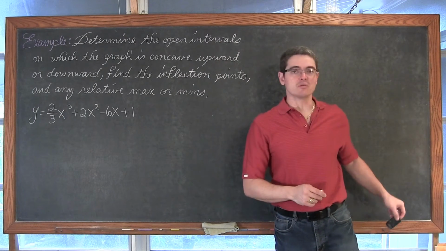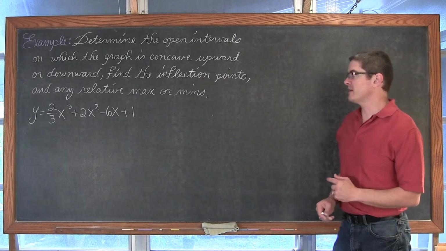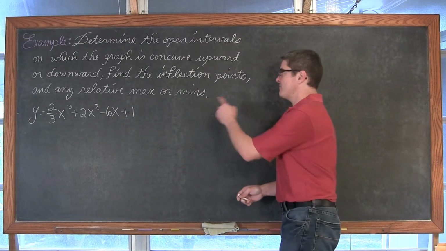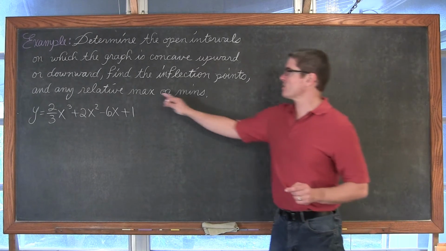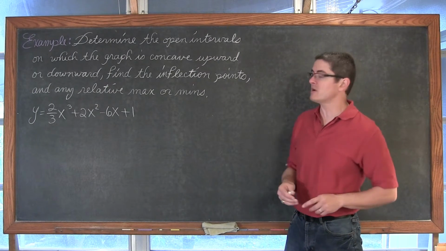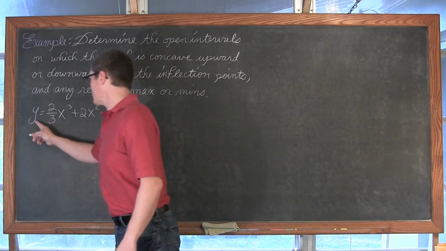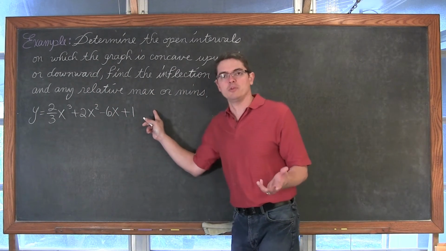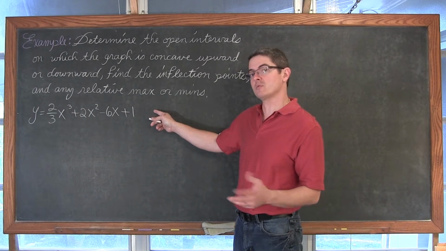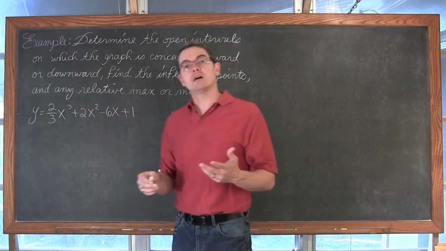Determine the open intervals on which the graph is concave upward or downward. Find the inflection points and any relative max or mins. We're going to find those relative max or mins by looking for critical values of the first derivative, but I want to first talk about concavity, which means I need the second derivative. So if this is our polynomial y, and by the way, polynomials have a domain of all real numbers, so we don't have any issues with the original function being undefined or having discontinuities.